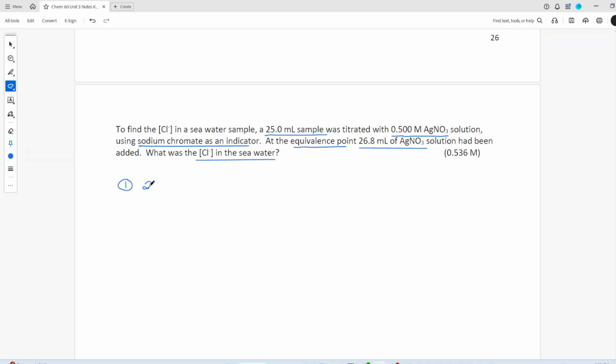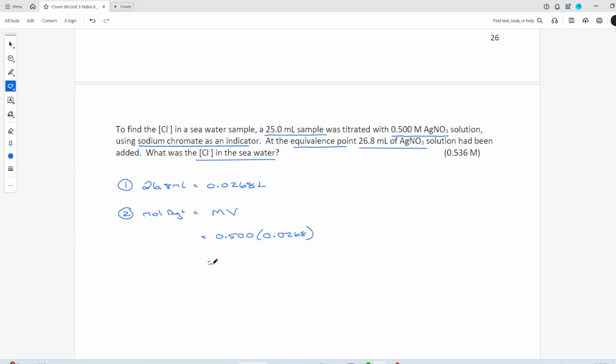Well, they're telling us that 26.8 milliliters, which is equal to 0.0268 liters of the standard solution, was added. So the next thing we're going to do is find the moles of silver. To find the moles of silver, it's going to be the molarity times the volume, and again, it's in a 1-to-1 ratio. So we're going to use the 0.500 molar standard solution times the 0.0268 volume that we used.